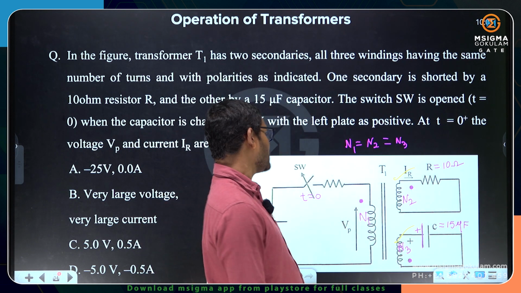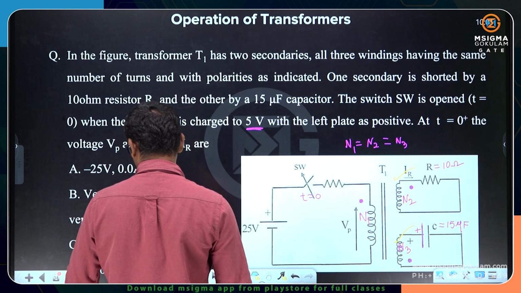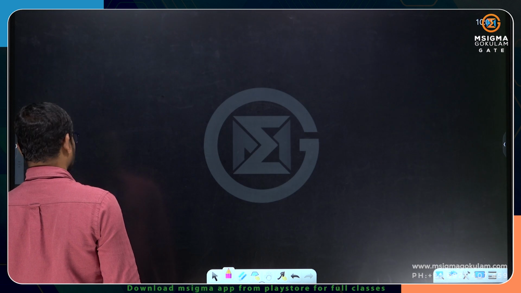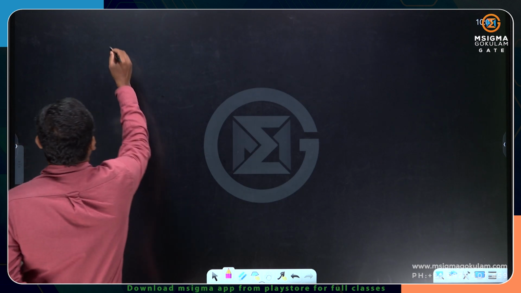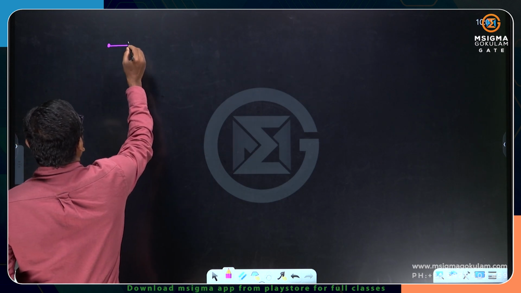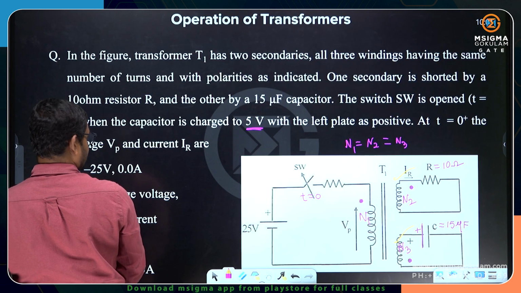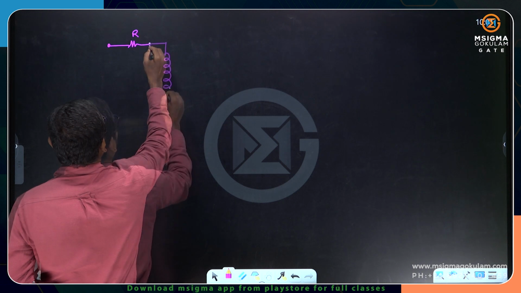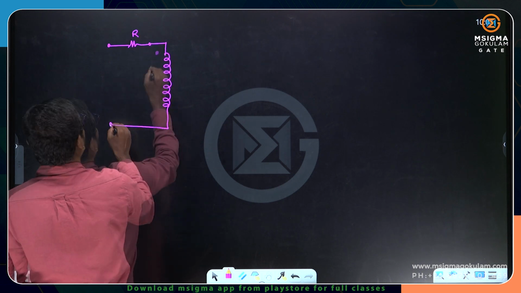That is what we need to calculate: how much EMF is induced and how much current is flowing. Let me show you that. If the switch is disconnected, of course I have a resistor here, which he did not mention, and he mentioned Vp here.